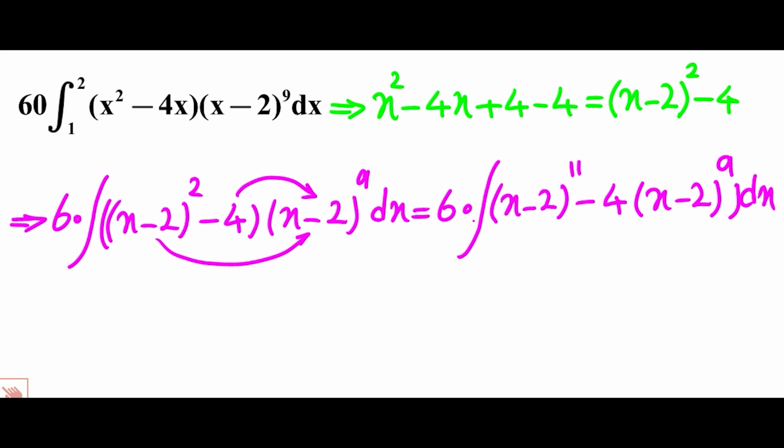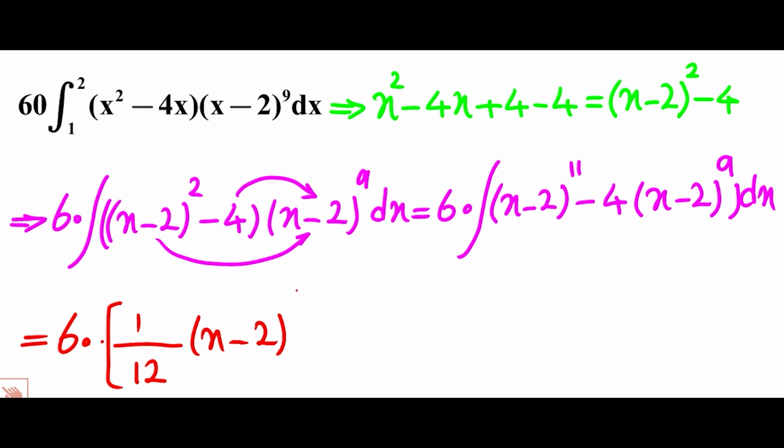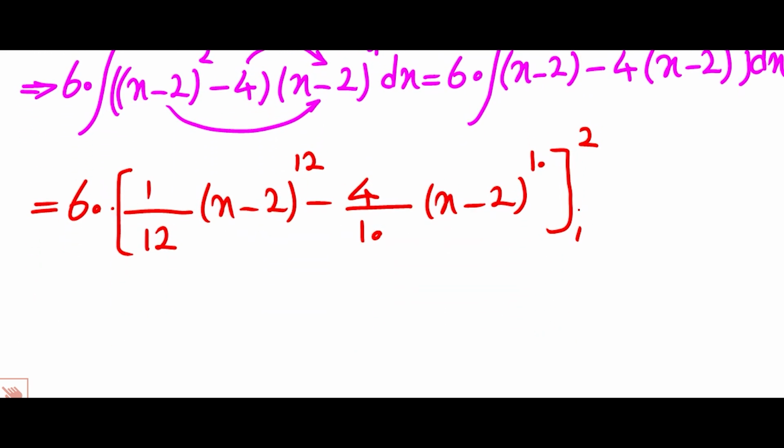dx, right? So we have 60 times, if we use the power rule, 1 over 12 (x minus 2) to the power of 11 plus 1, which means 12, minus 4 times 1 over 9 plus 1, which is 10, (x minus 2) to the power of 10, from 1 to 2, right? So we have 60 times.